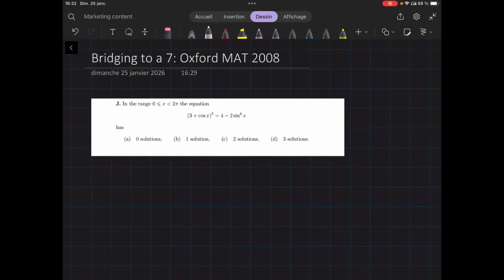Hiya! On today's episode of Bridging to a 7, we'll have a look at an Oxford MAT question from 2008. This is question J, aka the last multiple choice question on the paper, supposed to be the hardest. Let's have a look at the question.